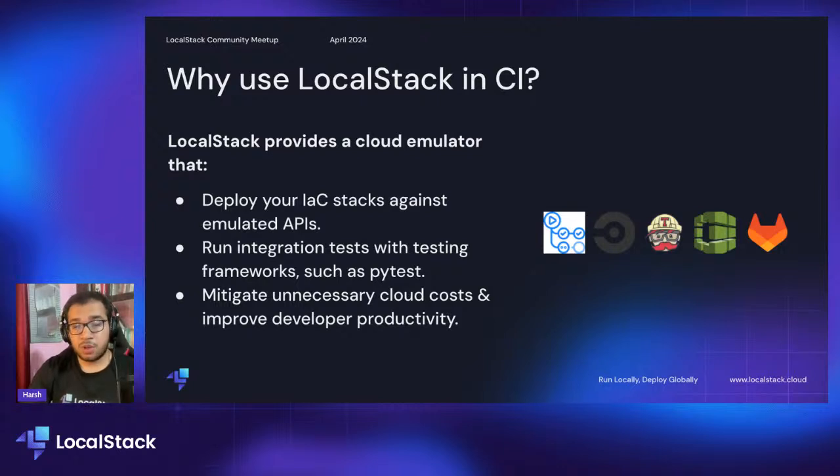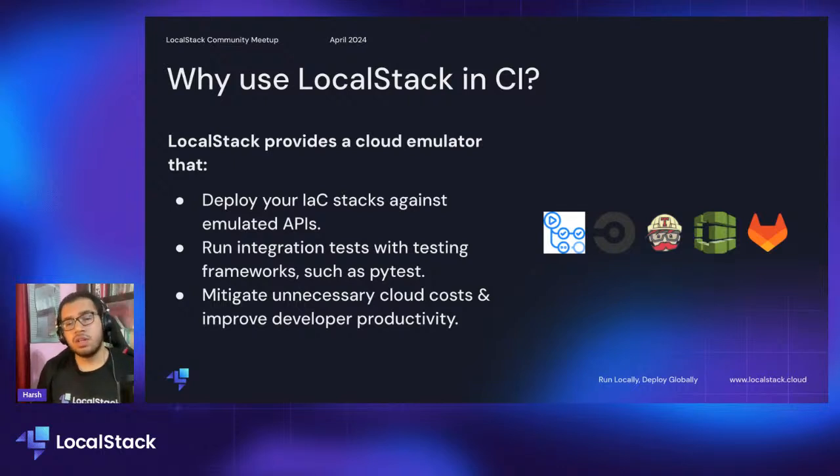The third and the most obvious reason why you should be using LocalStack in CI is because you get to mitigate any sort of unnecessary cloud cost. Just imagine deploying and tearing down your Terraform stacks maybe 10 times in a single day just because you're testing a new feature. That is very time consuming, and that also will cost quite a lot on your cloud bill. With the help of LocalStack, you get to mitigate that in quite a short amount of time.